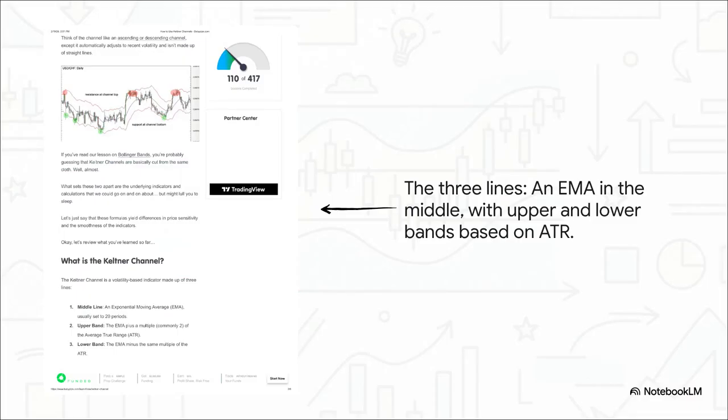You can see how the price mostly stays inside this channel, right? That upper band often acts like a ceiling, providing resistance. The lower band acts like a floor, providing support. And that middle line, it's like a gravitational pull for the price.